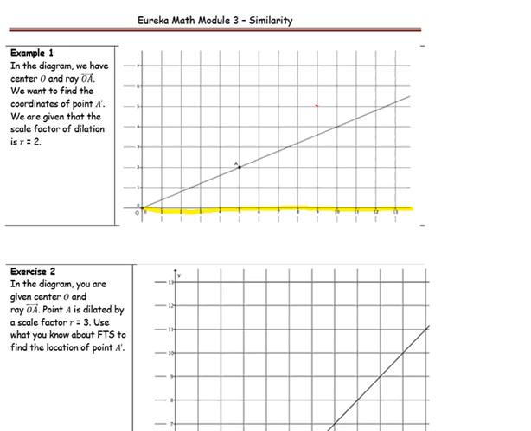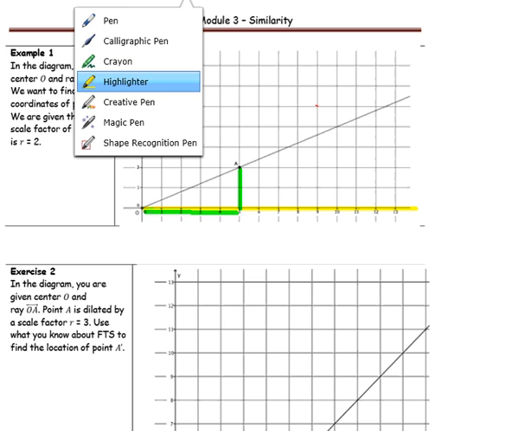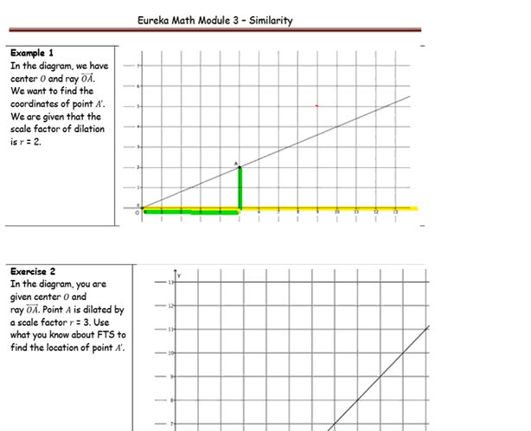So here, this is going to be our ray. What we can do is we can drop a line from A to our x-axis, and that will give us the length of the original segment. And we'll call that point B. So now we have a segment called OB.